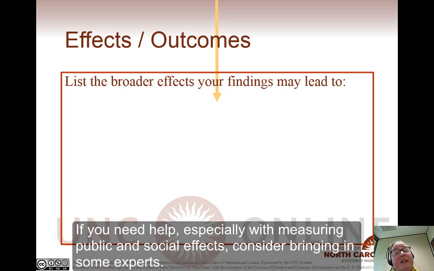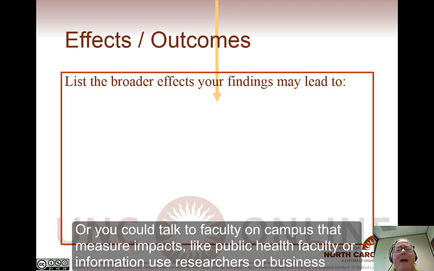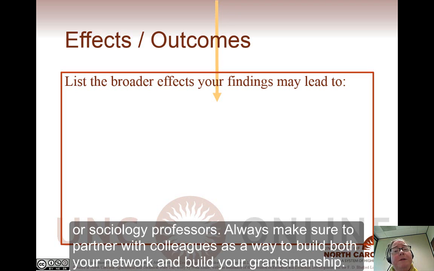If you need help, especially with measuring public and social effects, consider bringing in some experts. That could be consultants from professional evaluators. Or you could talk to faculty on campus that measure impacts, like public health faculty or information use, or business or sociology professors. Always make sure to partner with colleagues as a way to build your network and build your grantsmanship.